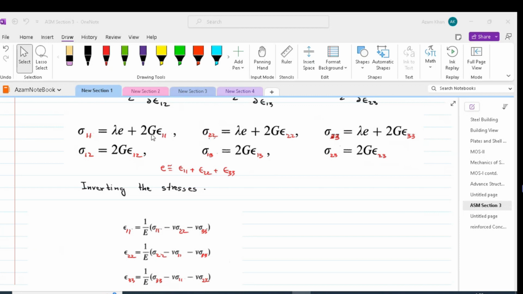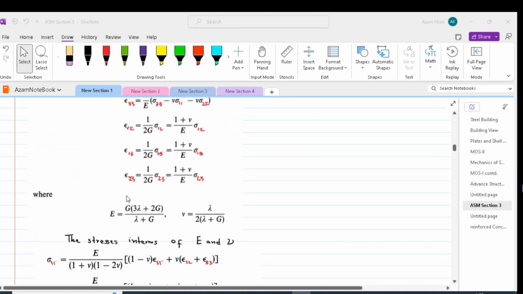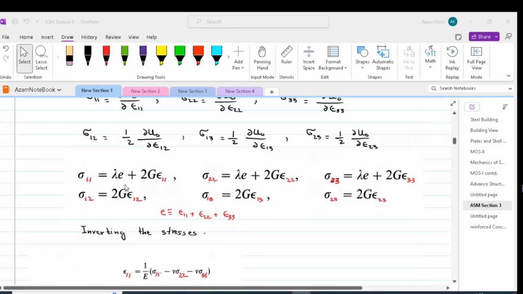Take epsilon 1 1 as a common factor on the right hand side. We would have epsilon 2 2 and 3 3 also appearing in this expression, which we want to convert into stresses. So for that, we will have to resort to these other two equations, get the value of epsilon 2 2 and epsilon 3 3, plug that in the first equation, and get everything in terms of stresses. In the meanwhile, we will have the constants appearing in this form. We can repeat the exercise for all of these stresses and get our strains in terms of stresses.